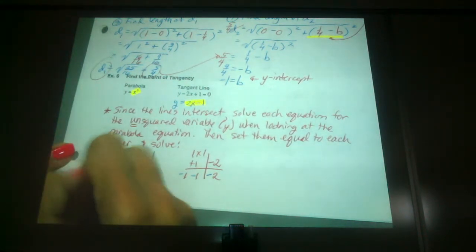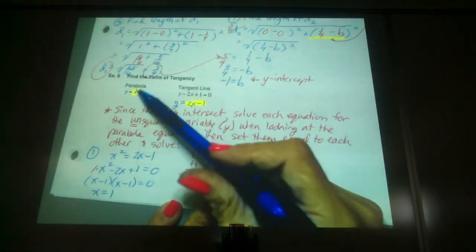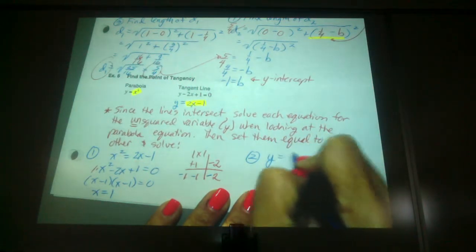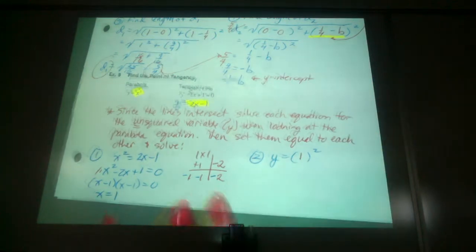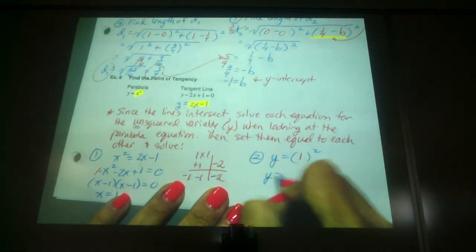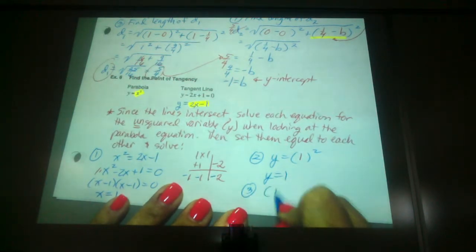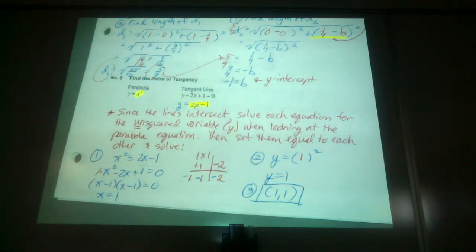So this is our step 1. Step 2 would be to find your y. Plug it into either equation, it doesn't matter. I would prefer to plug it into the shorter one. So if I plug in my x value that we just found, wouldn't y end up being 1? So your final step, write it as an ordered pair. Therefore, your point of tangency is 1, 1, and in this case, that's what we expected.